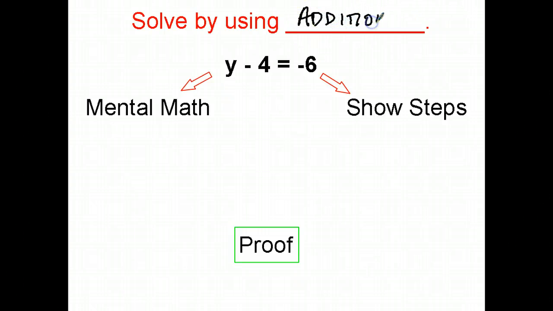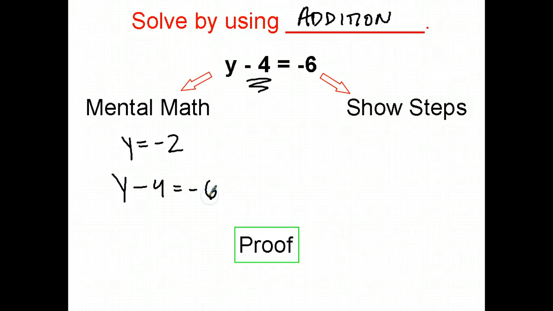And the way that we know it's addition is we can see right here that the 4 is being subtracted from the y. So we want to get rid of that or isolate the y. So if I look at this, okay, what number take away 4 equals negative 6? I think it might be negative 2. So we look and we say, okay, I want to prove my answer. So I write down my original equation, and I put in negative 2.